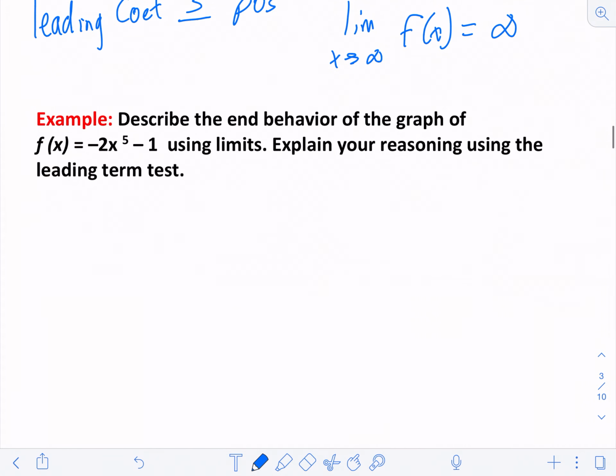You try one. Try this one here. Describe the end behavior of the graph of negative 2x to the 5th minus 1. So again, we only need to look at the leading term. Take a minute here. Hit pause if you need to, and I'll reveal the answer in a minute. But what's the end behavior going to be of this graph? Go ahead and hit pause, and when you're done, go ahead and hit play.